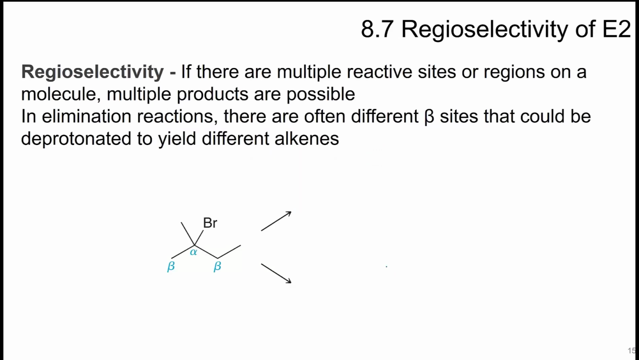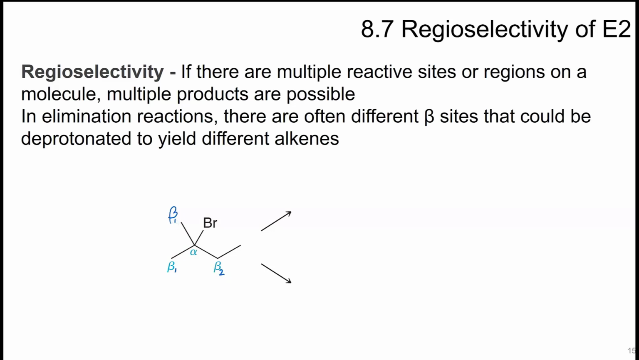Regioselectivity. This is something that occurs if there's multiple reactive sites or regions on a molecule. Multiple products are possible. In elimination reactions, there are often different beta sites that could be deprotonated to yield different alkenes. What this is saying is we have a bromine on the alpha carbon, and for an E2 reaction, we're removing a beta proton, so a proton next to the alpha carbon. And here we have two different types. This would also be considered a beta proton, but this is B1, this is B1. We'll call this one B2.